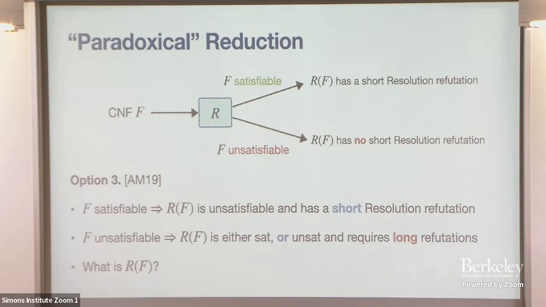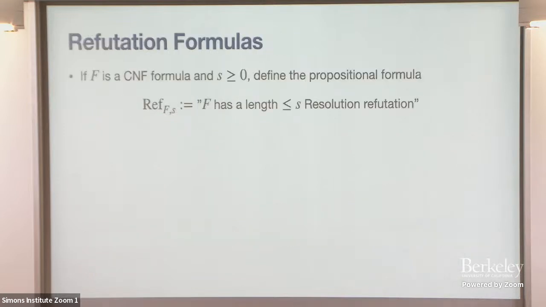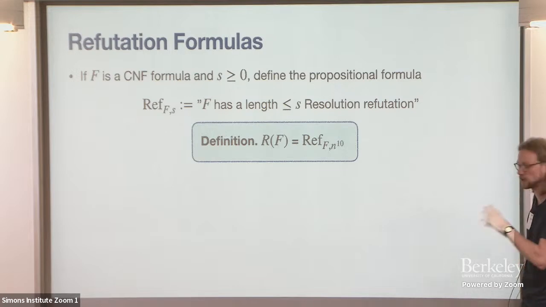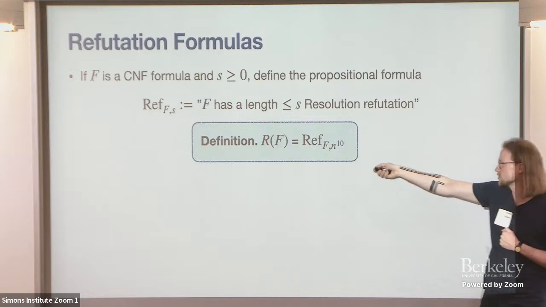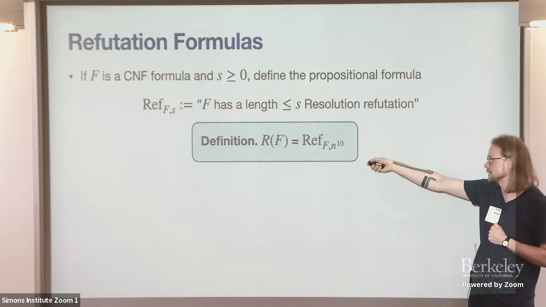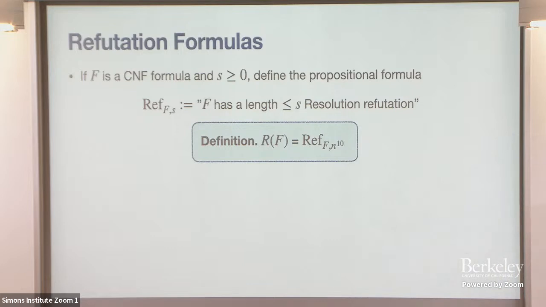So what is this R of F? Well, it's actually quite simple. I'll just tell you the definition of the reduction, and then I'll skip ahead. Well, it does the following. If I'm given a CNF formula and some S, I'm going to define the following propositional formula. And the formula is kind of a meta formula. It's going to say, well, this thing has a short proof in resolution. And my reduction is then going to take F, and it's going to output Ref of F and say polynomial size. So somehow non-automatability is being inherited from the hardness of proving resolution lower bounds.